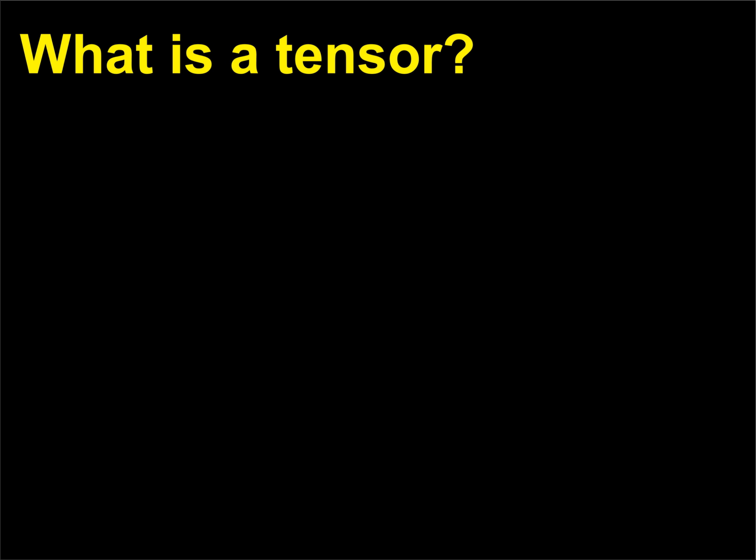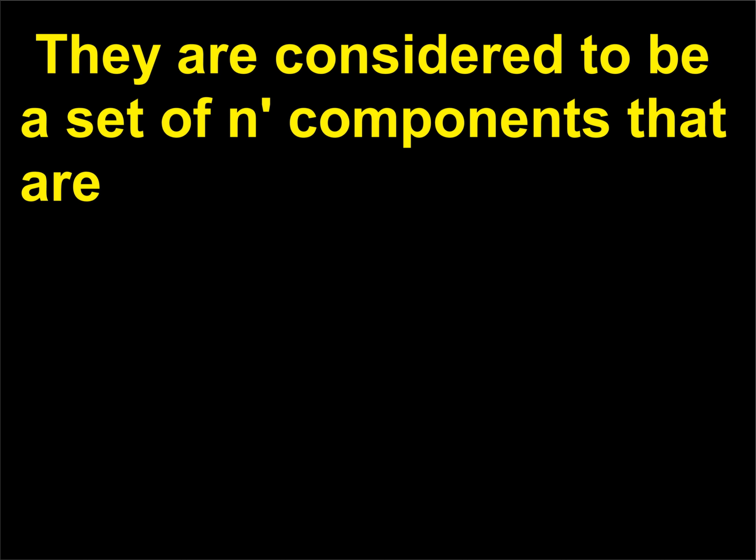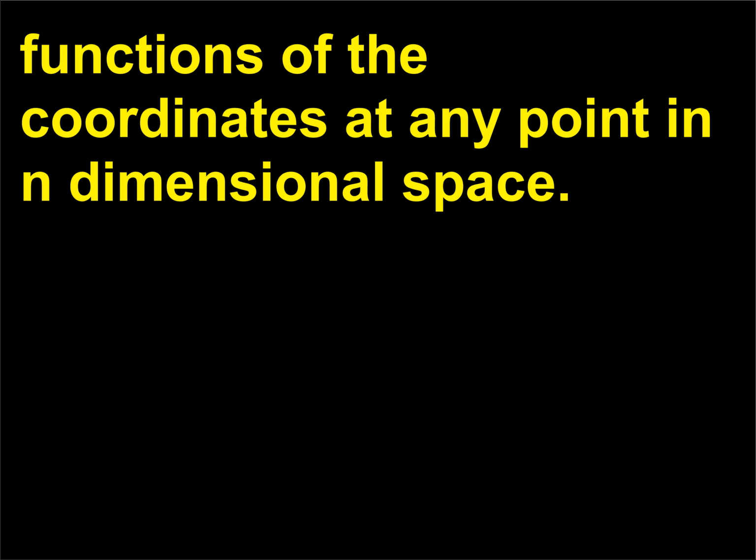What is a tensor? A tensor is a quantity that depends linearly on many vector variables. They are considered to be a set of n components that are functions of the coordinates at any point in n-dimensional space.